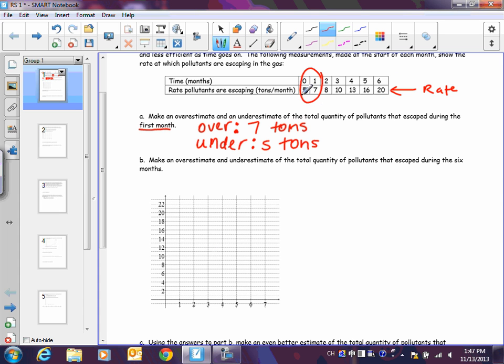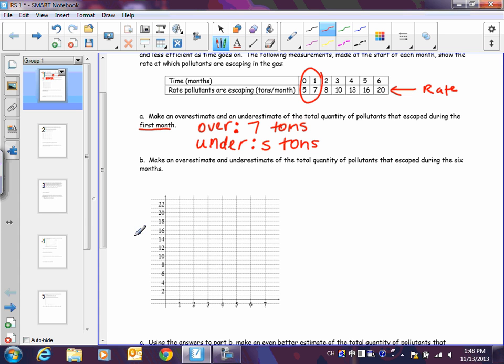Now, you can't just say 5 and 20, because remember, those are rates. So if this was at 20 every single month, then we have to multiply that by 6. So there's more going on when you look at multiple months at a time. So this is where a graph would really come into play.